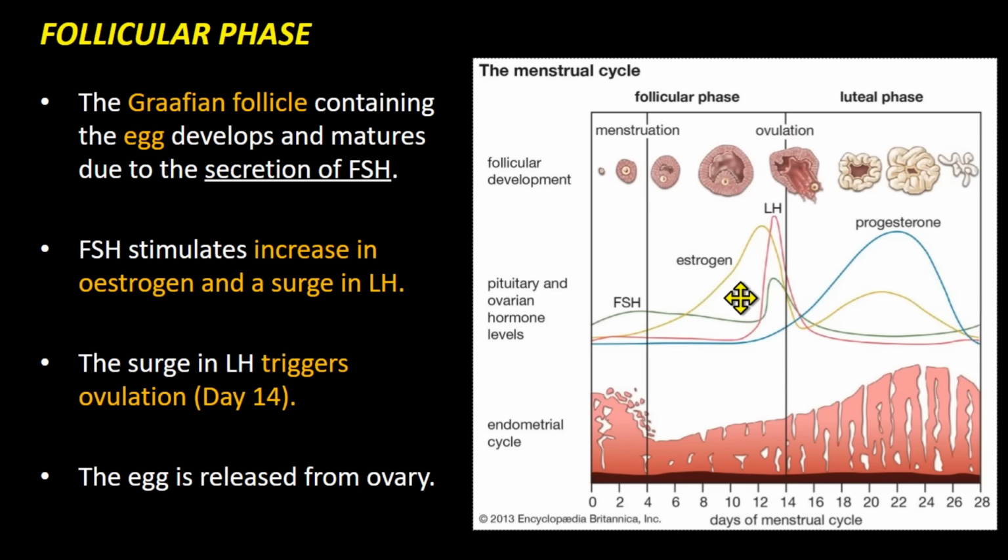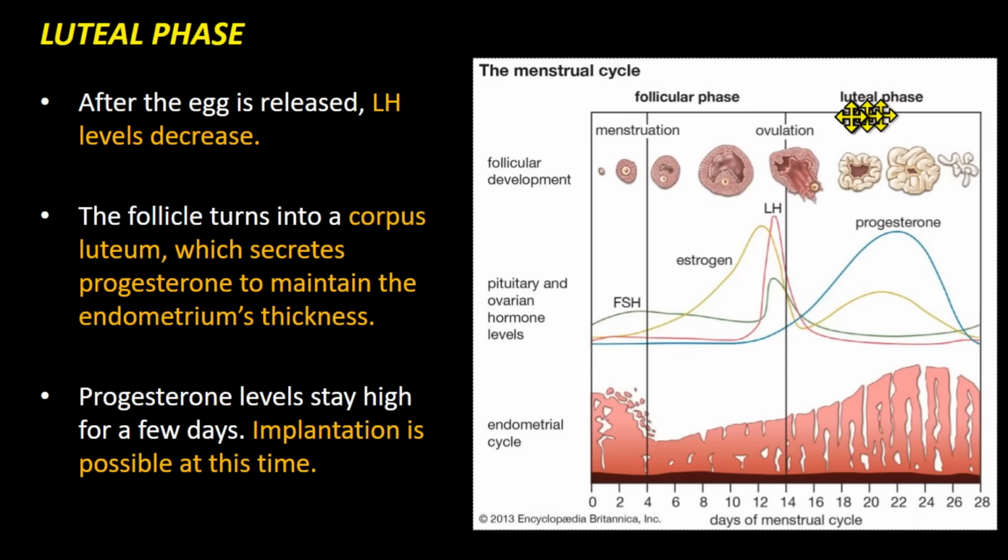So the surge in LH is going to trigger ovulation. Ovulation is when the follicle ruptures and releases the egg, as you see in here. This occurs around day 14 of the menstrual cycle, basically in the middle of the cycle. So in this case, the egg is released from the ovary, and that marks the end of the follicular phase. The luteal phase occurs after the surge in luteinizing hormone, LH.